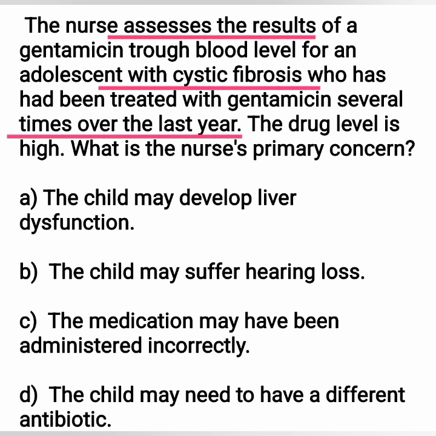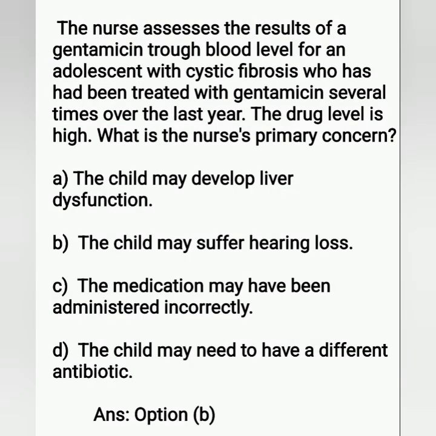Here the question is, an adolescent child with cystic fibrosis has taken gentamicin several times over the last year. The nurse is assessing the gentamicin level in the blood, and the drug level is high. So if the drug level is high, what can occur for the child? What is the nurse's priority concern? And the correct answer is option B, the child may suffer hearing loss.